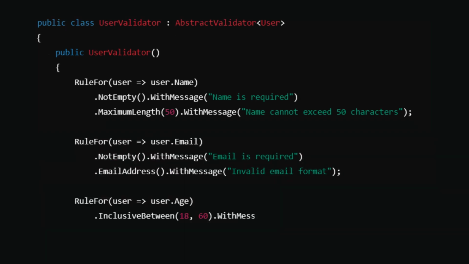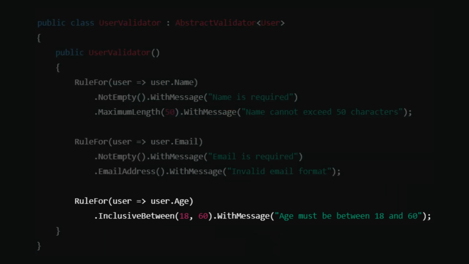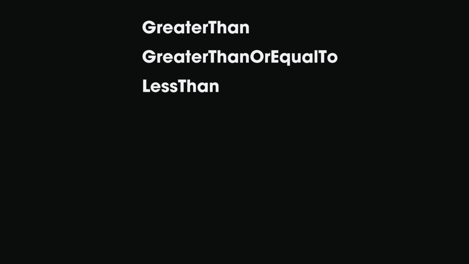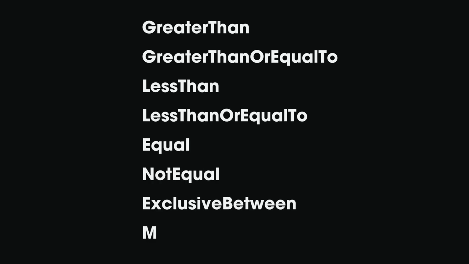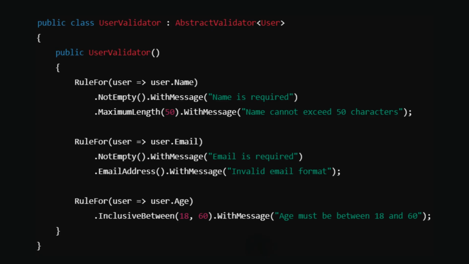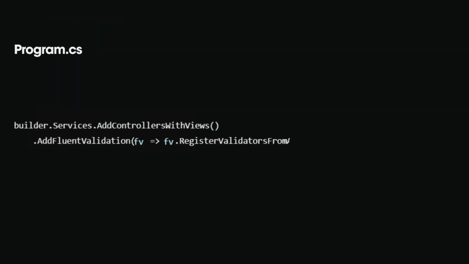Then, for integer values, we can use inclusive between to ensure the number is between a range. Other validations for integers include greater than or equal to, less than or equal to, equal, not equal, exclusive between, and must. After creating the user validator, we must register it in program.cs, like this.